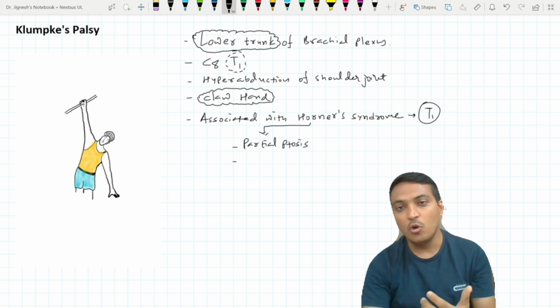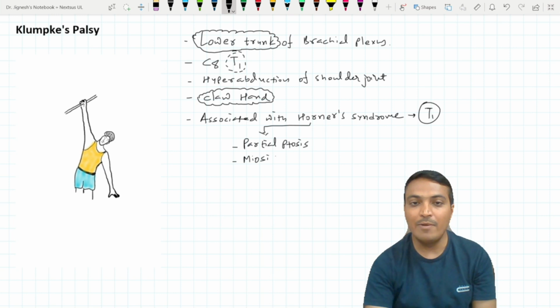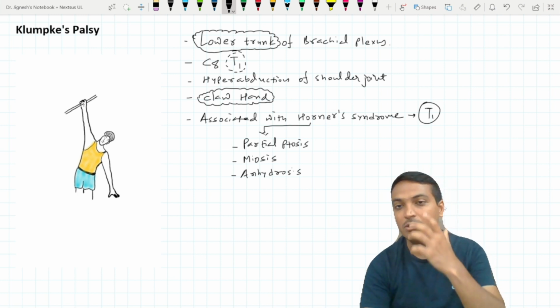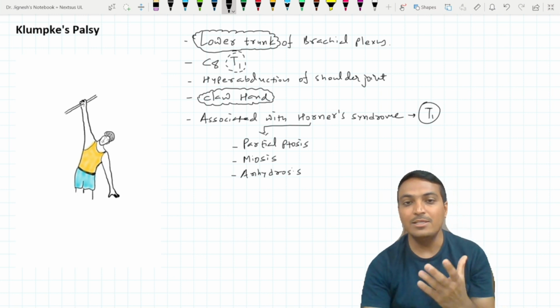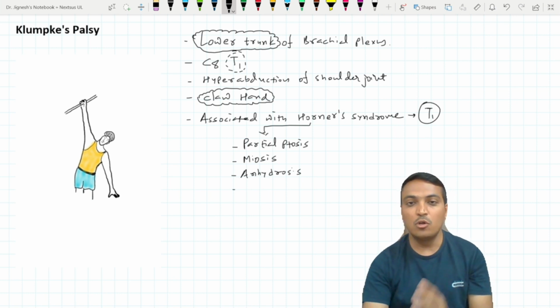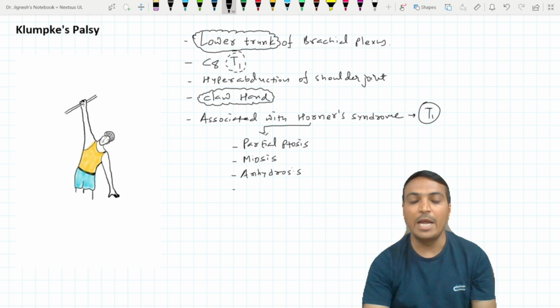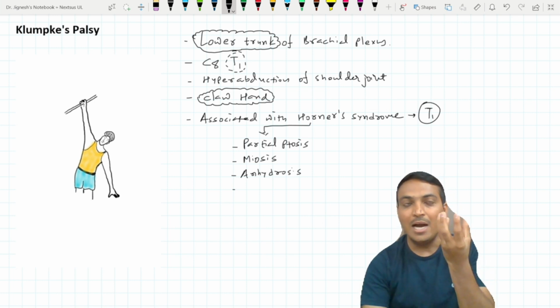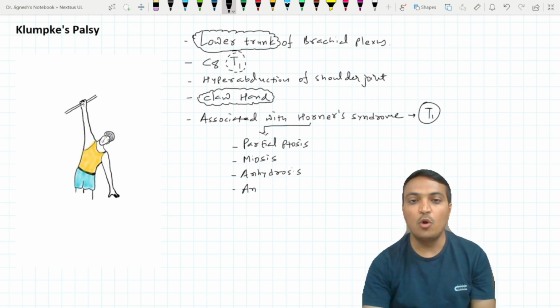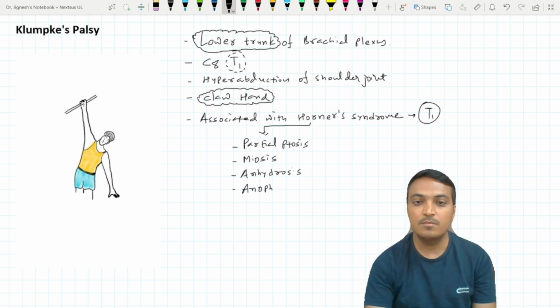Horner syndrome also has the symptom of miosis, where there is constriction of the pupil. The third symptom with Horner syndrome is anhidrosis, and that is the loss of perspiration on the affected side. So the sweating is not there on the affected side. And the fourth symptom concerned with Horner syndrome is anophthalmos, where we can see that the eyeball looks shrunken and is situated deeply inside the orbit. And that is called anophthalmos. So these are the symptoms of Horner syndrome.